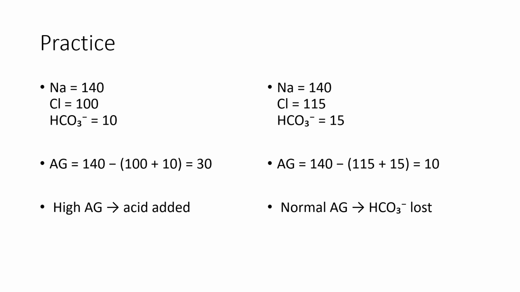So, for example, if you see that the sodium is 140, chloride is 100, bicarb is 10, you calculate the anion gap, it comes out to be 30. It means high anion gap. So that means acid or a toxin is being added, and it is being dissociated into an H plus ion that is being buffered by the bicarb and into its anion, that is increasing this anion gap. Now in another example, Na 140, Cl 115, bicarb 15, so the anion gap comes to be 10. So this is normal anion gap. That means there is loss of bicarbonate that is being compensated by increase in chloride.